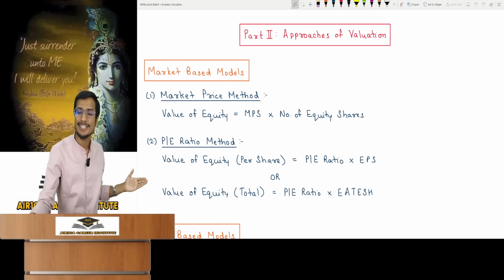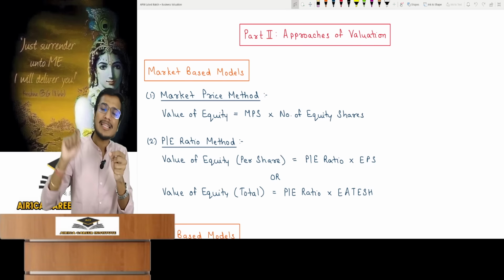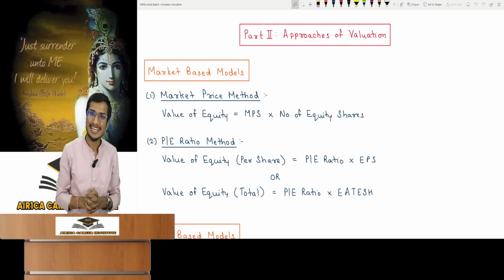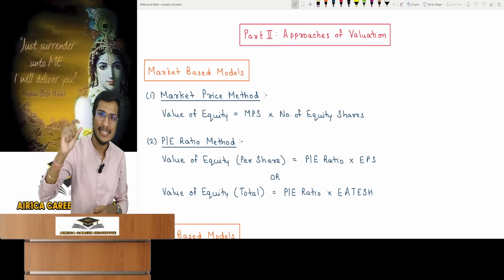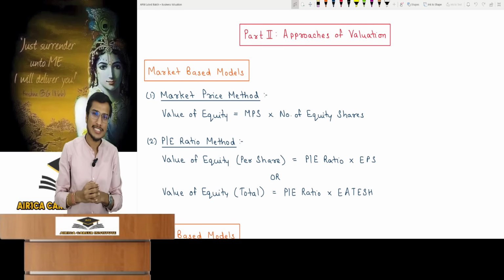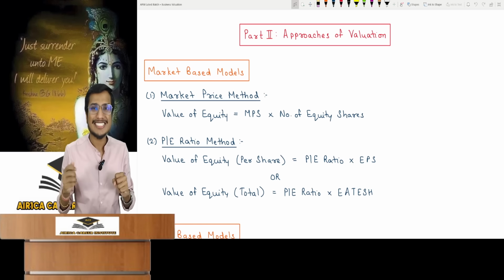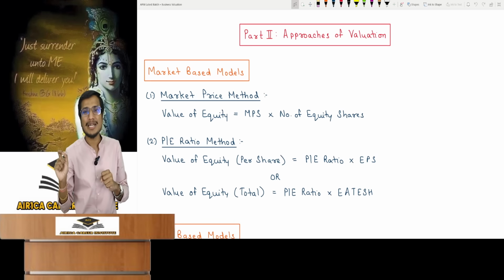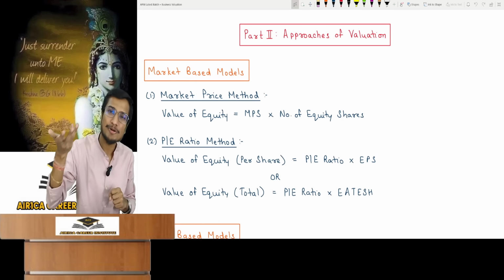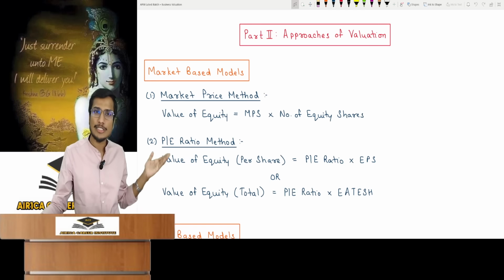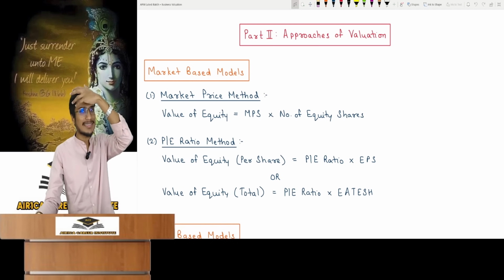How will you obtain the total value of equity? Instead of multiplying PE ratio by EPS, multiply it by total earnings for equity shareholders. The formula for PE ratio is MPS divided by EPS. Then multiply the numerator and denominator by the number of shares. MPS multiplied by the number of shares equals total equity value. Multiplying EPS by total shares yields the earnings available to equity shareholders. You can directly calculate the total value of equity according to what is asked in the question using this method.